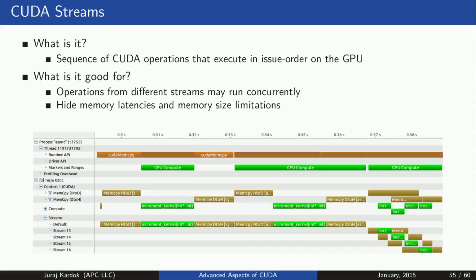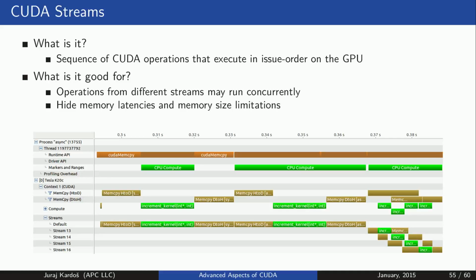Let's get back to our example and see how you can overlap communication with computation. You can do this using CUDA streams. A stream is a sequence of CUDA operations that execute in issue order on the GPU. You might not be aware of that, but you have already used CUDA streams. If you don't specify a CUDA stream explicitly, all CUDA operations are put into the default, so-called null stream. For example, a regular cudaMemcpy or kernel launch without a specified stream.